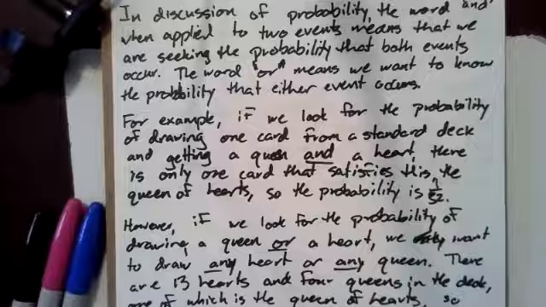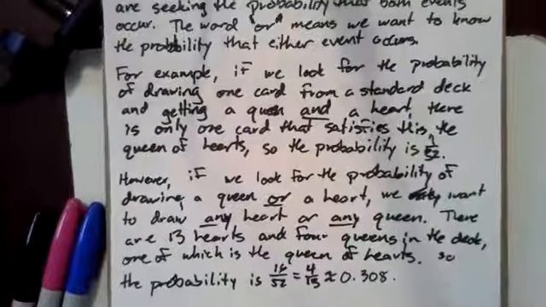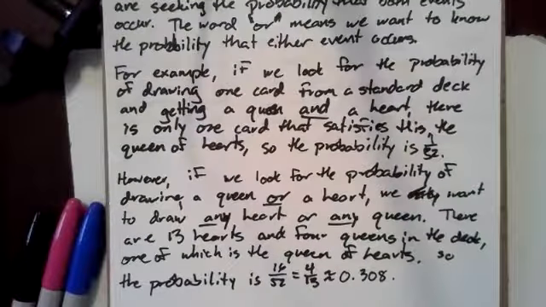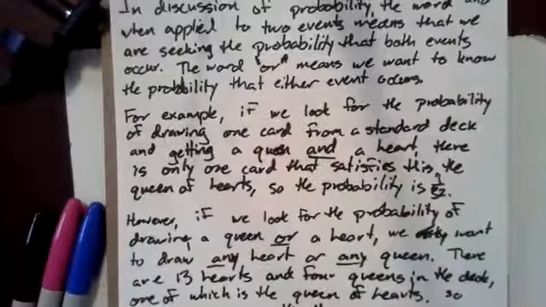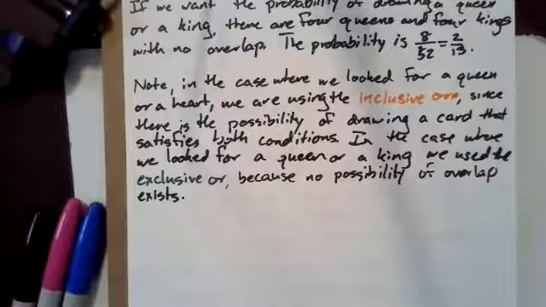However, if we look for the probability of drawing a queen or a heart, we want to draw any heart or any queen. There are 13 hearts and four queens in the deck, one of which is the queen of hearts. So the probability is 16/52, which is equal to 4/13, which is about 0.308. If we want the probability of drawing a queen or a king, there are four queens and four kings with no overlap. The probability is 8/52, which is equal to 2/13.